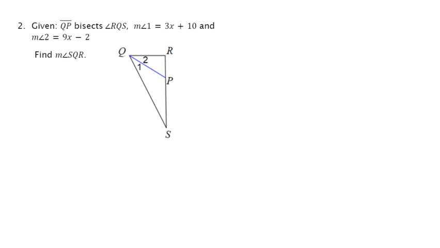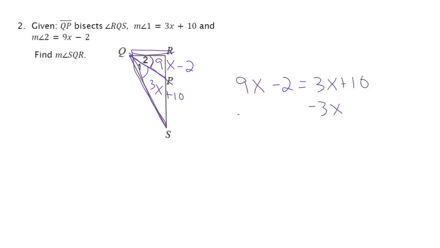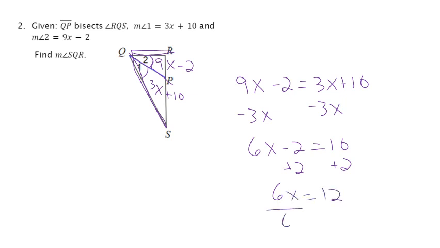For the last example, same thing. So they tell you QP bisects RQS. That means that these angles are exactly the same measurement. So angle 1 is 3x plus 10. Angle 2 is 9x minus 2. Since they're the same, I'm going to set them equal. And just go ahead and solve. So we end up with our answer of x is equal to 2.